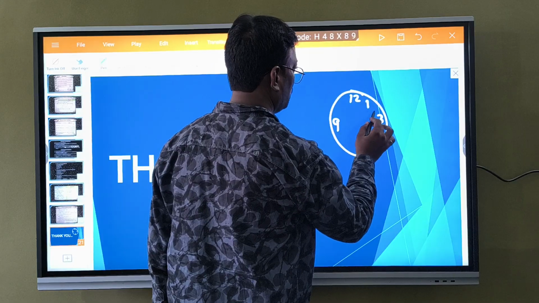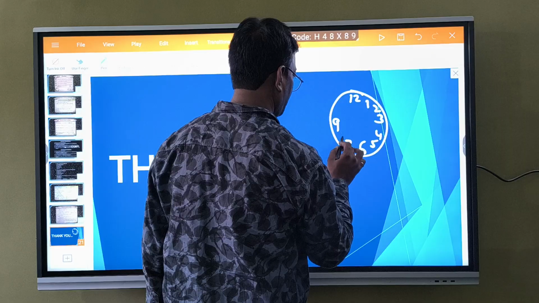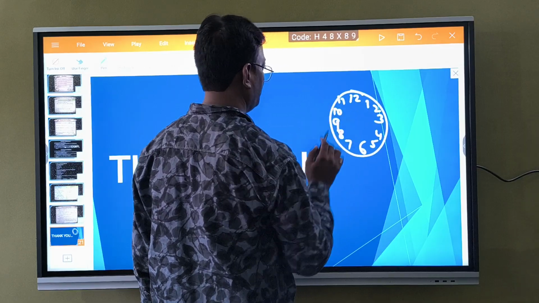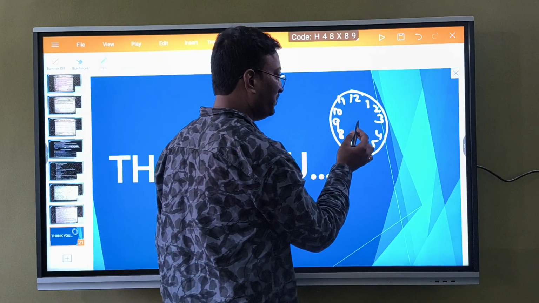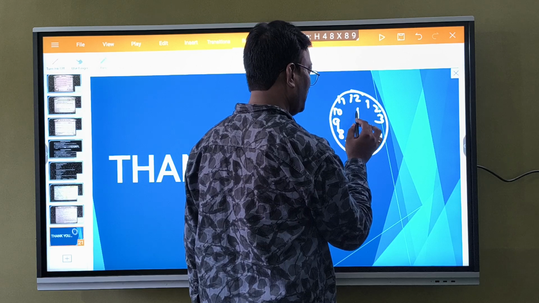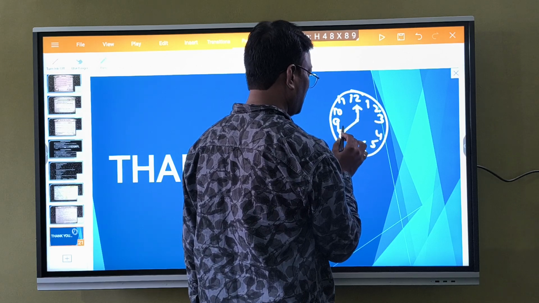So 1, 2, 4, 5, 7, 8, 10 and 12, 11, 10 and 11. So there will be the center here, there will be the hour hand which is the smaller one, and there will be the minute hand which is the longer one.